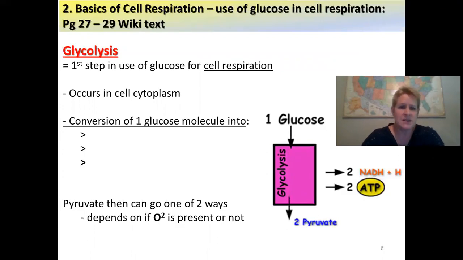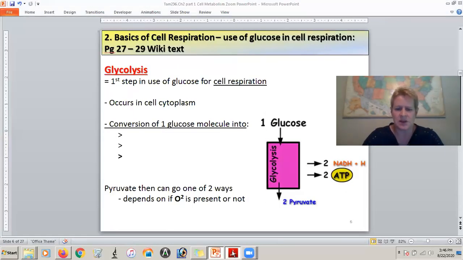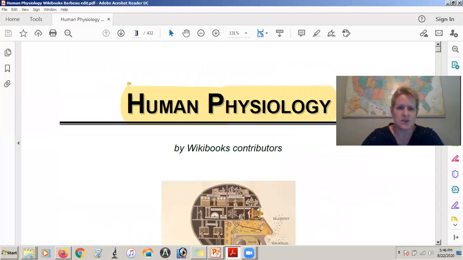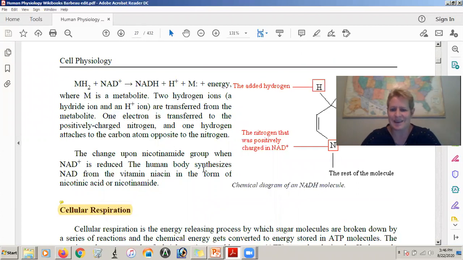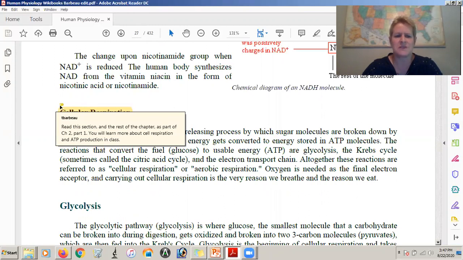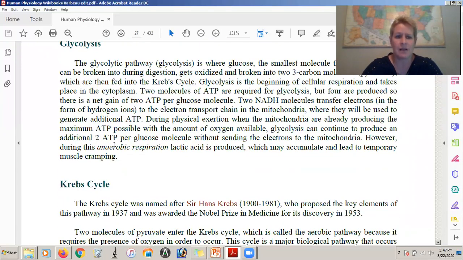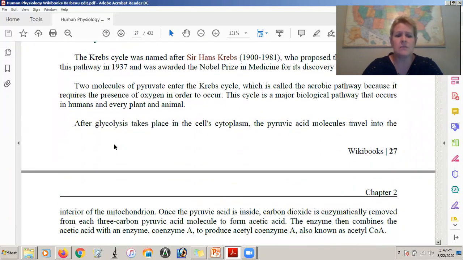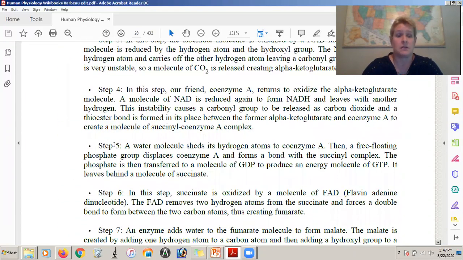So pages 27 and 29 of your wiki text. So let's go to that right now. 27 and 29. So let's type it in. Let's type in 27. I want you to get used to doing this. Oh, look at that. It's right there. Let's move this out of the way. Okay, cellular respiration. And what's my dialog box? Read this section and the rest of the chapter as part of chapter 2, part 1. You will learn more about cell respiration and ATP production. So it talks all about glycolysis, the Krebs cycle, lots of steps.